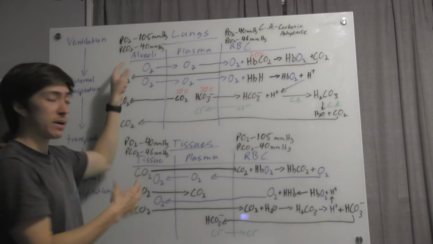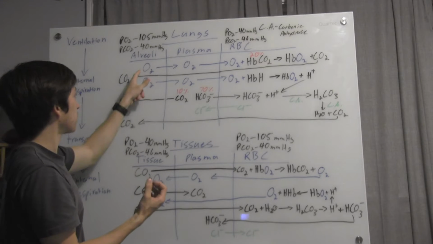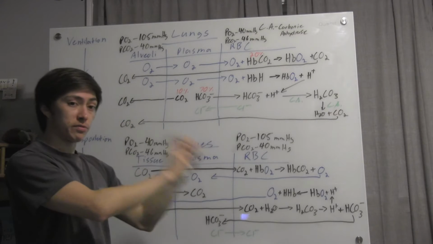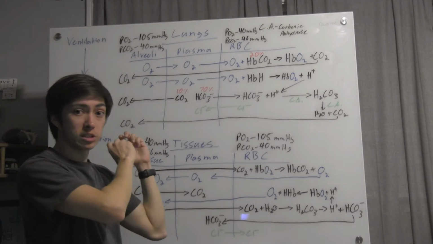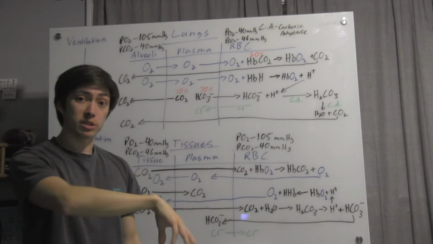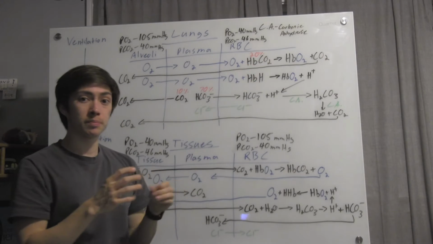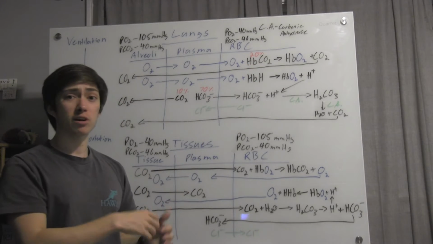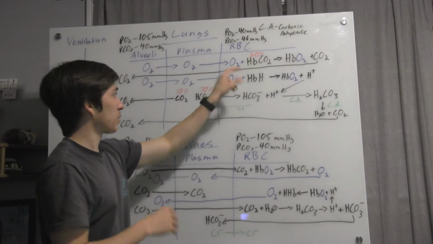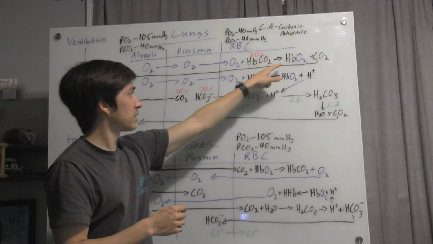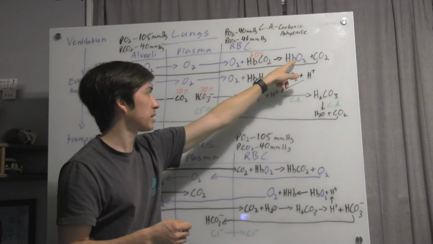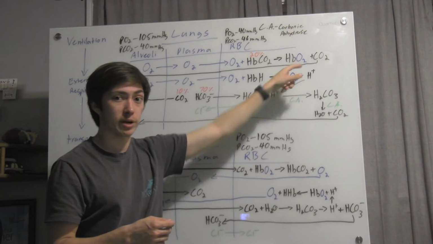So in the alveoli, we have that oxygen coming in. Then the oxygen is going to diffuse into the plasma, and after it diffuses into the plasma, it's going to diffuse into the red blood cell. Once it's in the red blood cell, it's going to find hemoglobin. And when it finds that hemoglobin, it's going to kick off whatever it has on it. And when it kicks it off, it's going to become oxyhemoglobin, the HbO2 that I have written right here.